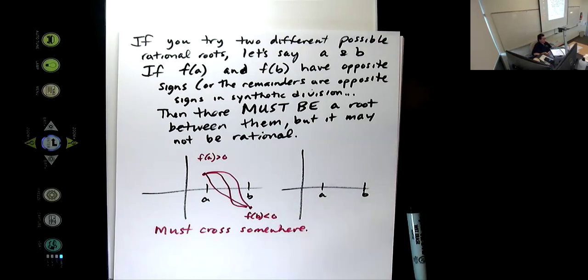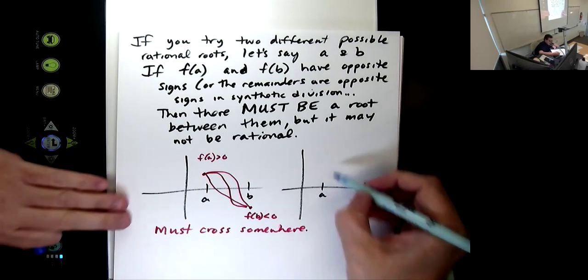You're assuming a continuous line. Polynomials are continuous, so it's got to cross somewhere. So you should try all the values in between. And if none of them are it, you know there's an irrational root in there, and you've got 1 less root to look for.